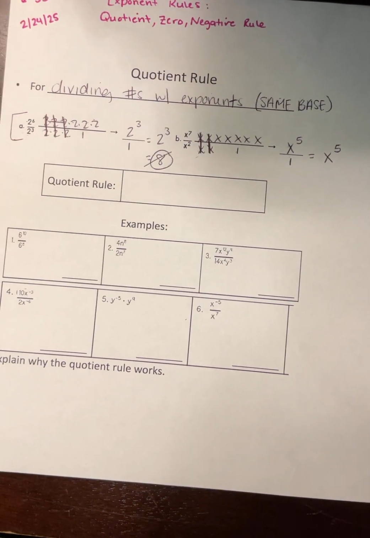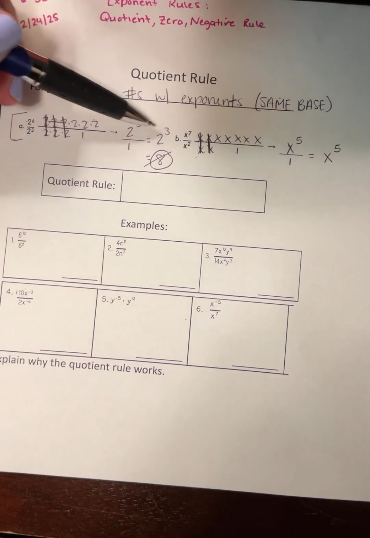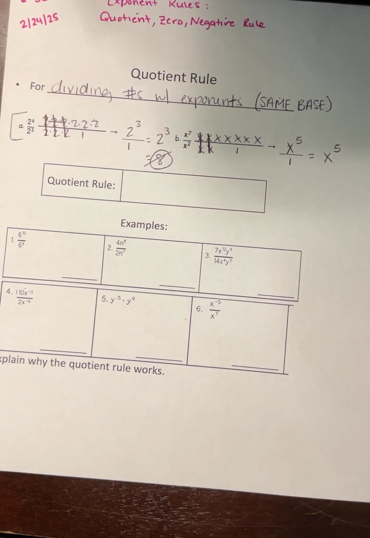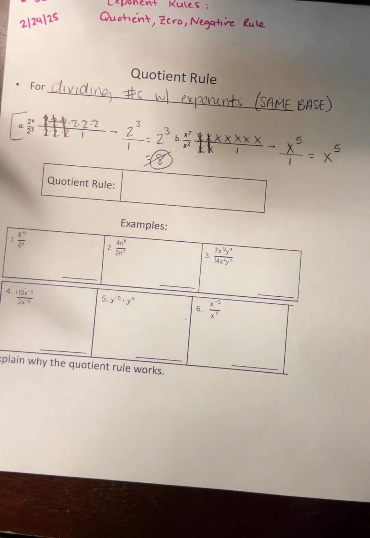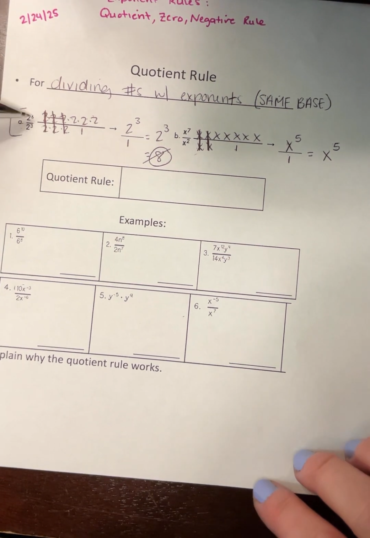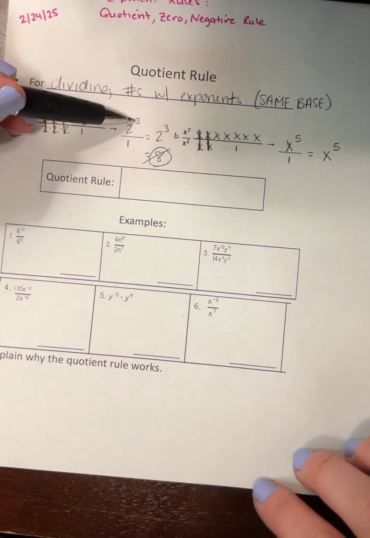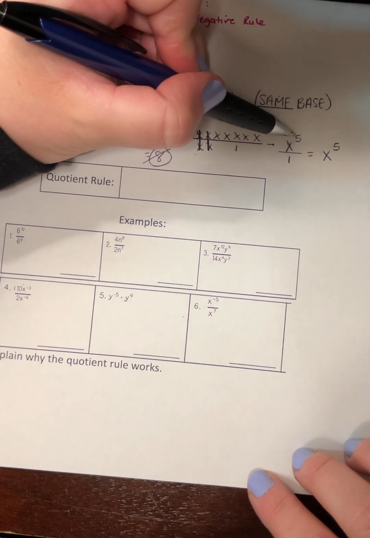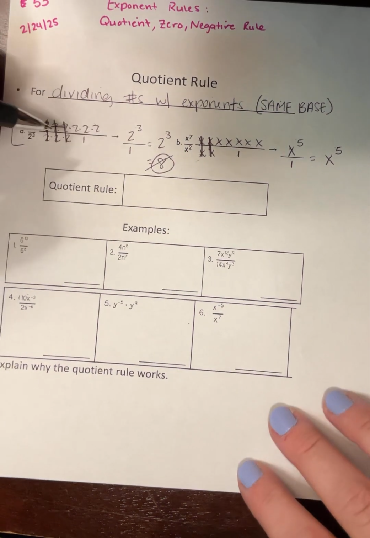Pause the video for a second and think about what happened. How did we get this exponent 3? How did we get this exponent 5? All right, so hopefully you paused the video. Hopefully you thought about it for a second. And hopefully you realize, well, 6 minus 3 is 3. Hopefully you saw 7 minus 2 is 5. And that's exactly what's happening here.